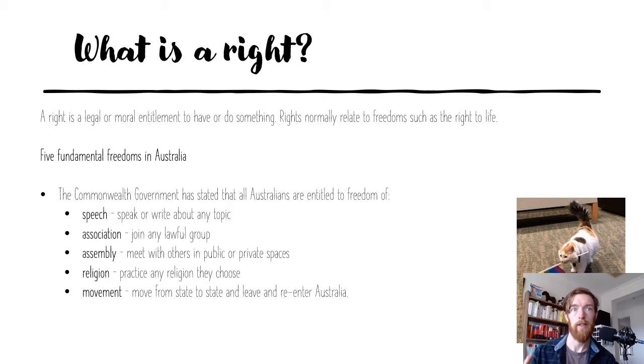So that means associations, clubs, etc. As long as it's lawful and doesn't negatively impact on other people's rights, that's fine. Assembly, to meet with others in public or private spaces. Yeah, that's not really happening right now. You don't really have that right at the moment, but usually you would. And the right to religion, to practice any religion you choose. That's a very positive thing, means that people can have their own faith. And the right to movement, so movement from state to state and to leave and re-enter Australia.